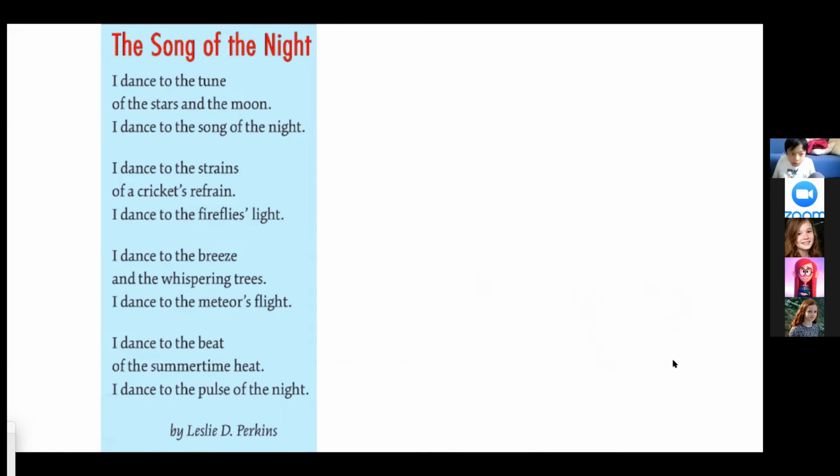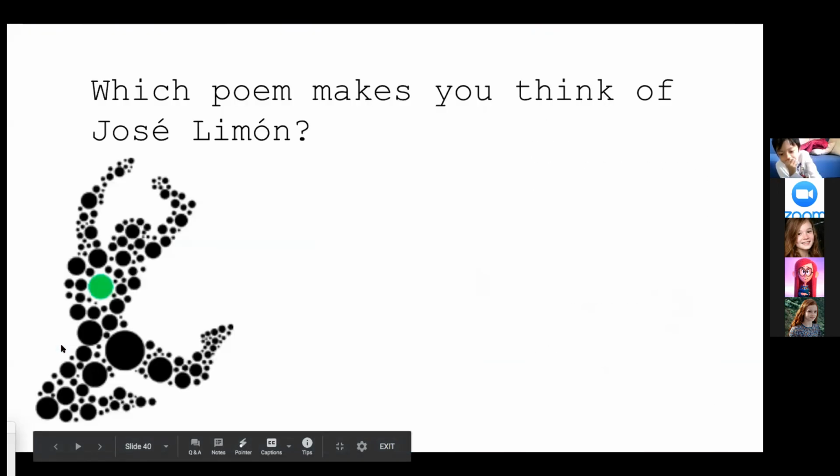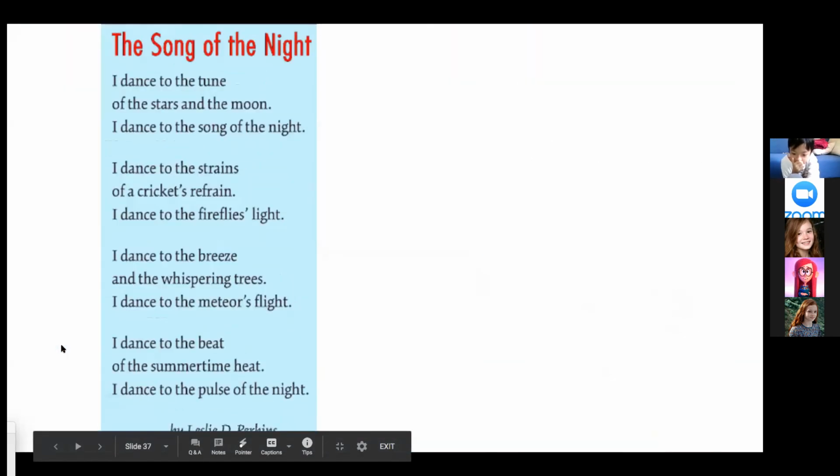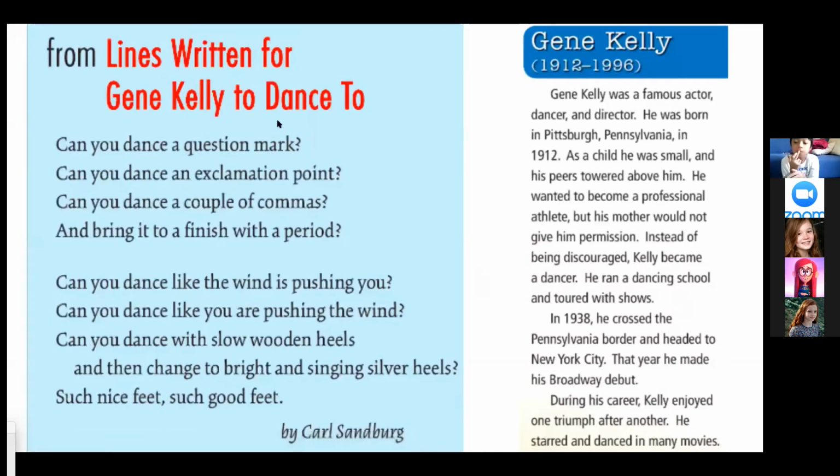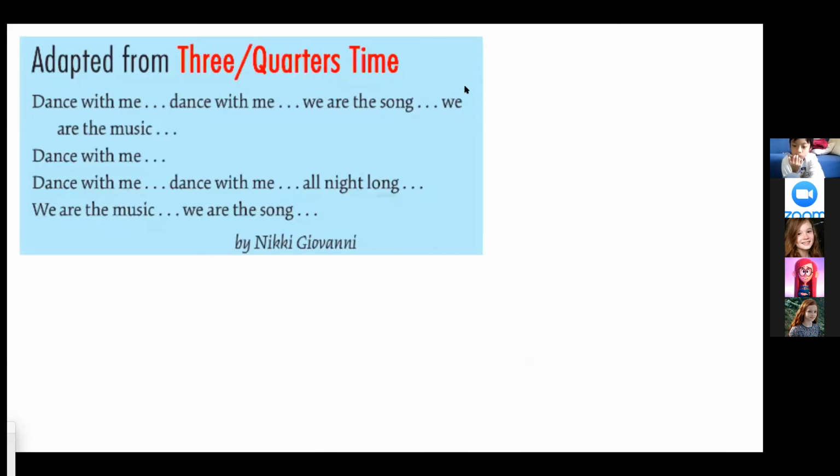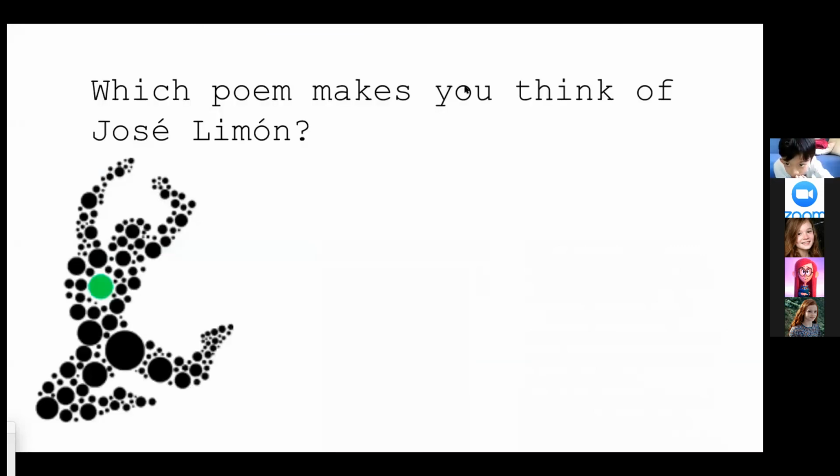Okay. Ming Chao, which poem would you choose? Say the question again. Yes. Can you tell me, of all 3 of these poems that we just read, The Song of the Night, From Lines Written for Gene Kelly to Dance to, and 3/4 Time, which poem makes you think of Jose Limon?